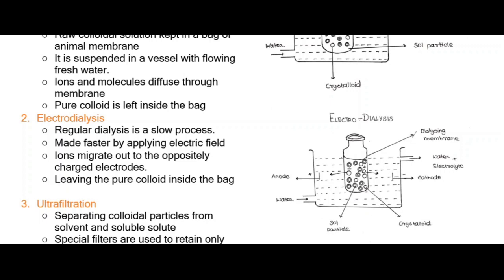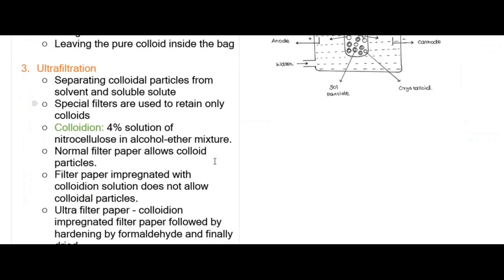Then filtration, ultrafiltration. Normal filter paper allows colloidal particles, but filter paper impregnated with colloidal solution does not allow colloidal particles. So we make use of this technique. We need to separate the colloidal particles from solvent and soluble solute. So we make a special filter that is called ultrafilter paper.